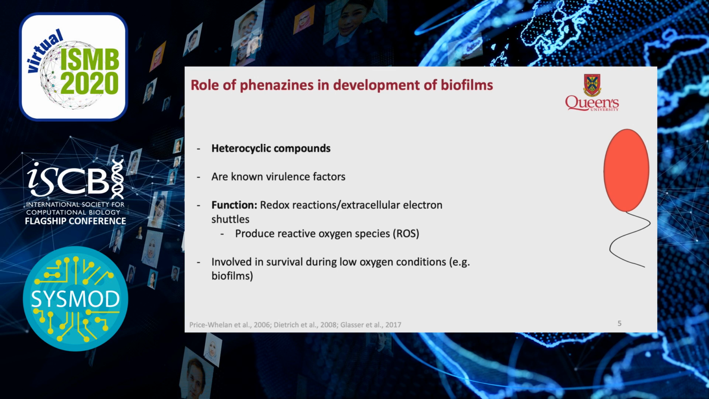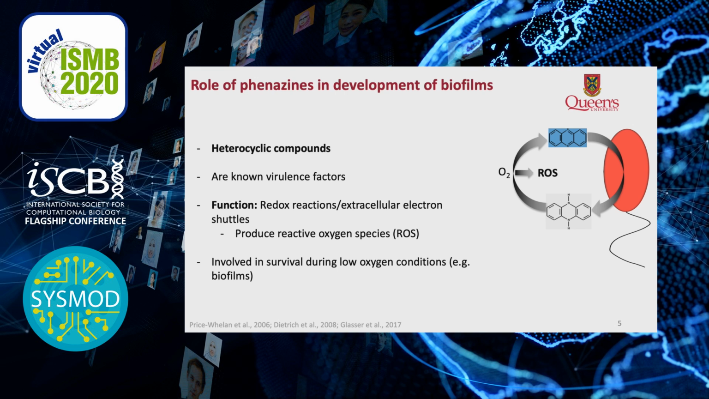Research has demonstrated that these molecules can be reduced within the cell. Then the reduced molecule can be transported out of the cell into the extracellular, where they get reoxidized by reacting with oxygen to produce reactive oxygen species, as can be seen here in the figure. Then the oxidized phenazine can be imported back into the cell for another redox cycle.